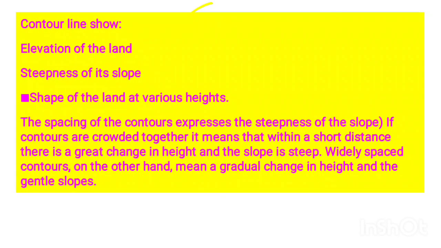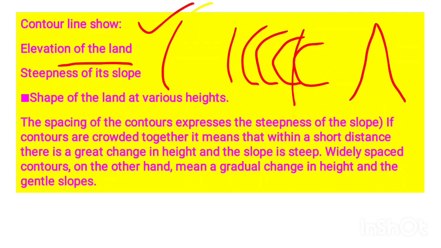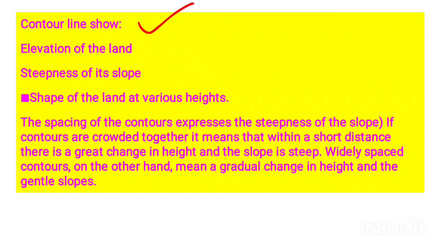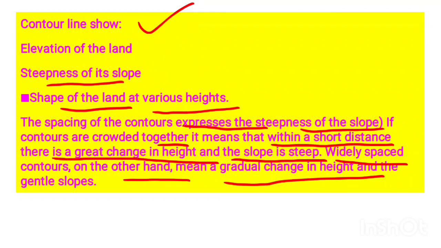What does the contour line show? It shows the elevation of the land. If contours are closer to each other, then it is a hill or mountainous region. If contours are far away from each other, then it is like plain land. So the steepness of the slope and shape of the land at various heights. The spacing of contours expresses the steepness of the slope, as I explained. If the contours are crowded together, it means within a short distance there is a great change of height and the slope is steep. Widely spaced contours, on the other hand, mean a gradual change of height and gentle slope.